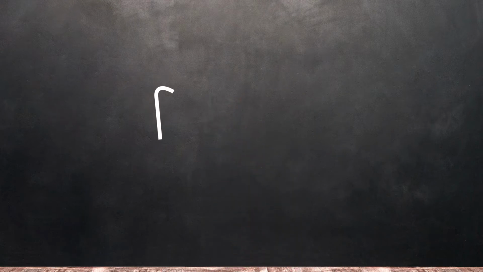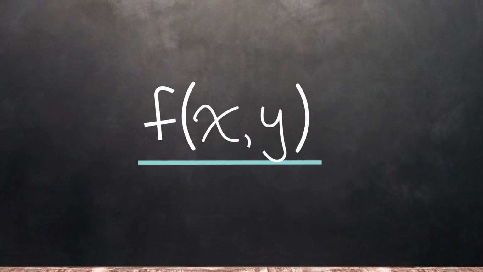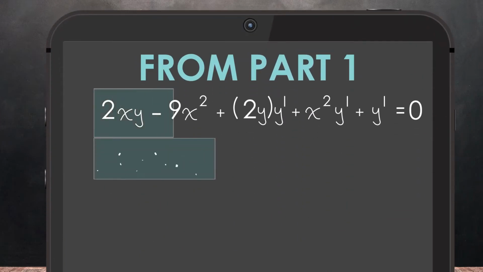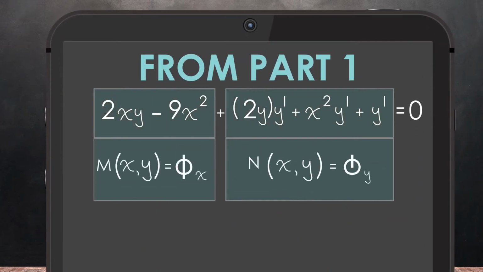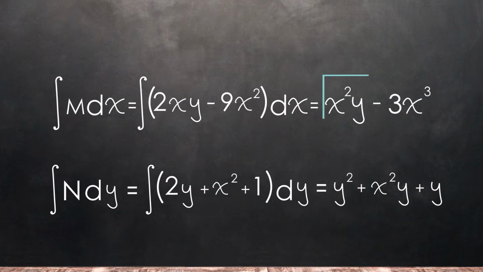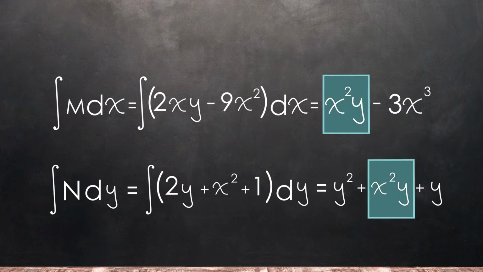this video. This solution method involves looking for a particular function f(x,y), whose derivative is contained in the original equation. Recall from part 1 the functions M(x,y) and N(x,y) that we were able to recognize from our equation in standard form. The function f we are looking for will be the common term between the following integrals of M and N.